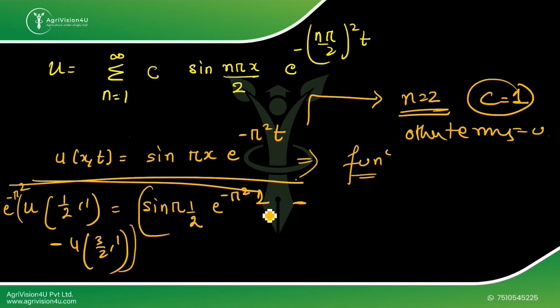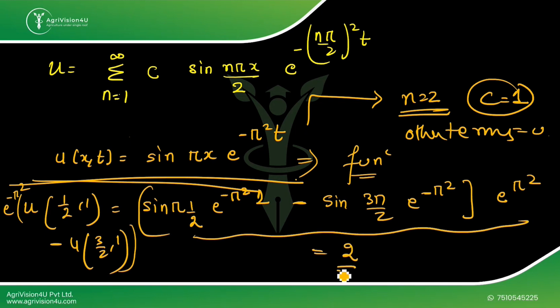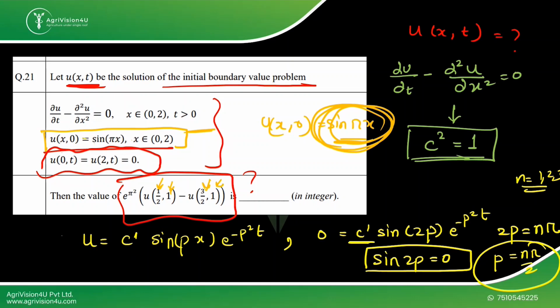Similarly, you can solve it like this. It will be sin(3 pi by 2) e to the power minus pi squared, and multiplied by e to the power pi squared. If you solve this, you will get the answer as 2, because sin(pi by 2) will be 1, and similarly here it will be minus 1. So 1 minus minus 1 will be 2, and e to the power minus pi squared and e to the power plus pi squared will cancel out, and we get only 2 as the answer. So 2 is the answer here.